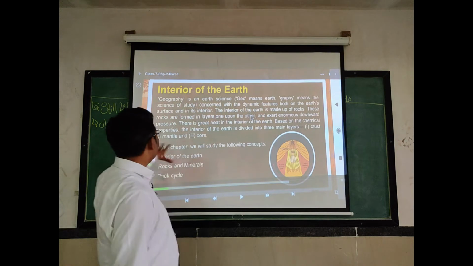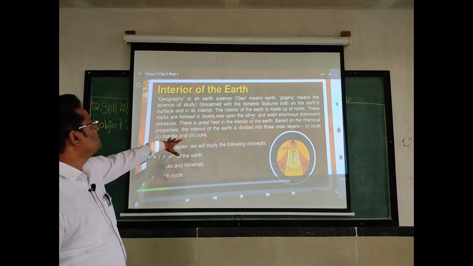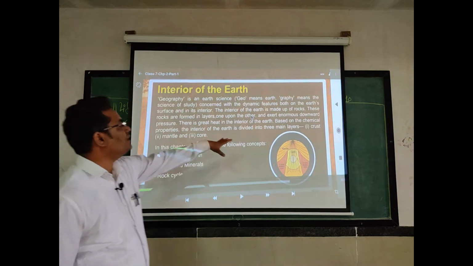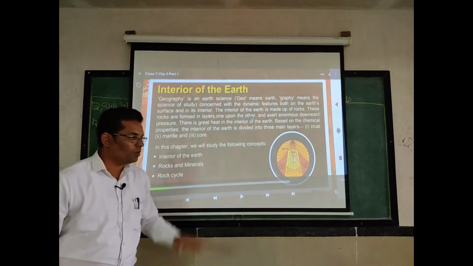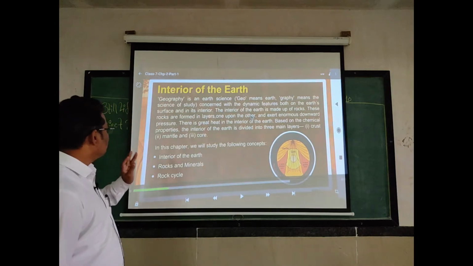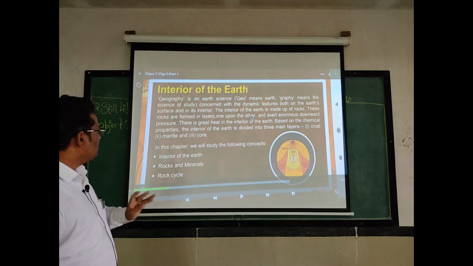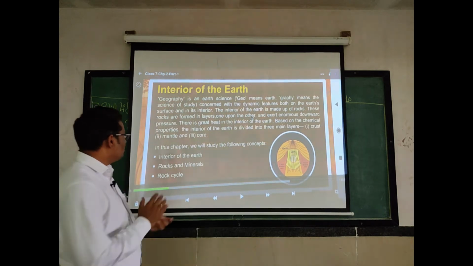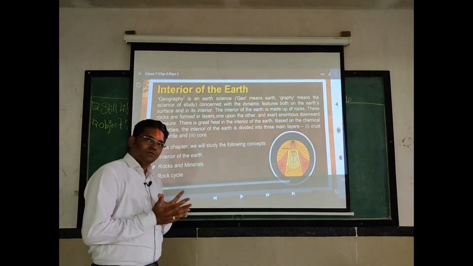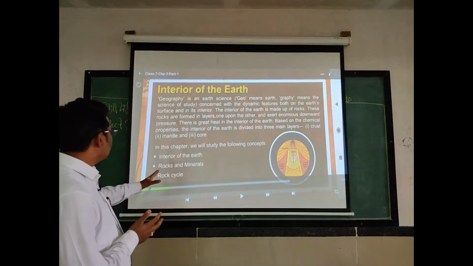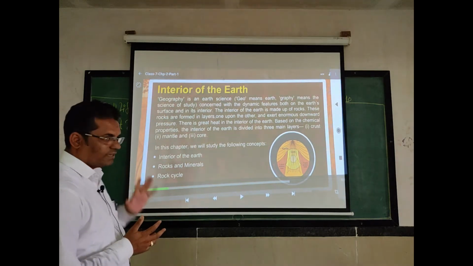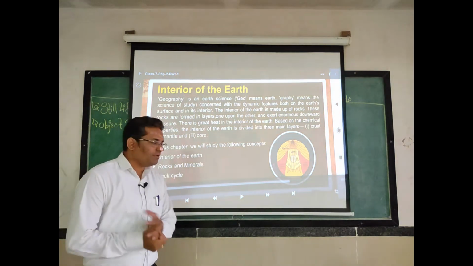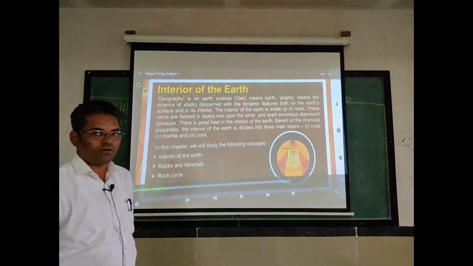Now based on the chemical properties, the interior of the earth is divided into three main layers. One, the crust; second, the mantle; and third, the core. Now in this chapter we are going to learn the concepts: interior of the earth, rocks and minerals, and rock cycle. These are the three. Okay, so the first part, the interior of the earth.